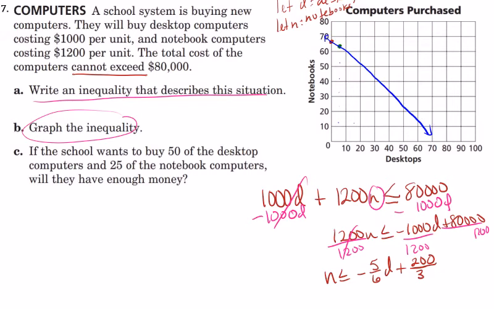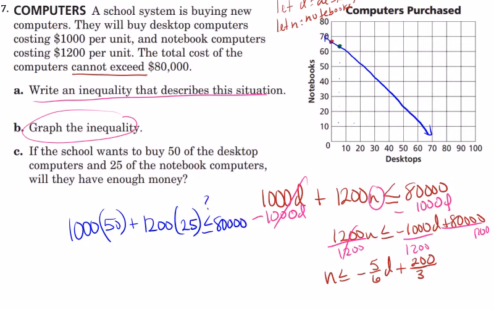Now it says if the school wants to buy 50 of the desktop computers and 25 of the notebook computers, will they have enough money? So we can plug those values in and see if the inequality works. We can plug it in as it is in slope-intercept form, or in the original. I think the original is a little bit easier in this case, so we don't have the fractions. So I'm going to put 50 desktops and 25 notebooks.